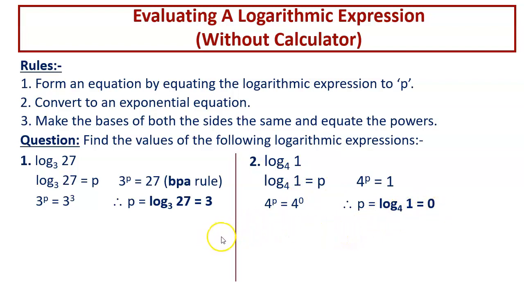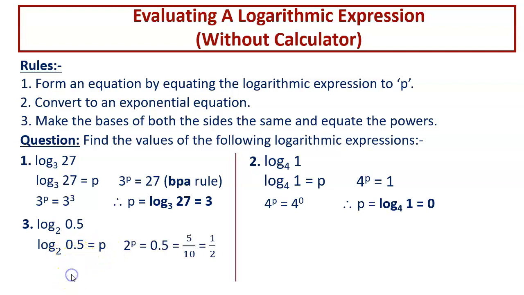Coming to question number 3. Log of 0.5 to the base 2. Again we will be equating this to p and converting this to an exponential equation. It becomes 2 to the power of p equal to 0.5. And now you do not know how to express this 0.5 as some power of 2. So since you do not know, don't stop and don't think that you have made some mistake. You have not made any mistake.